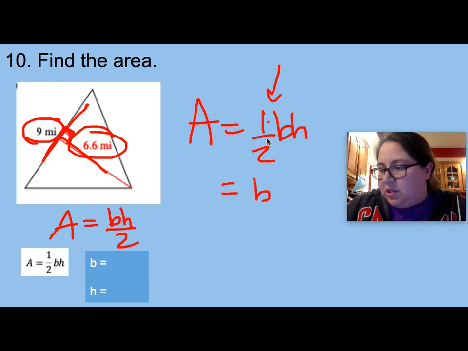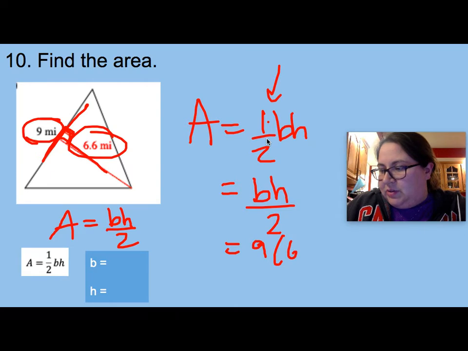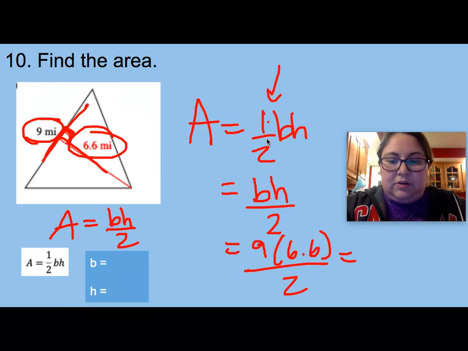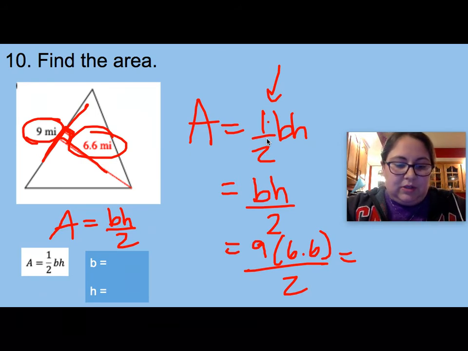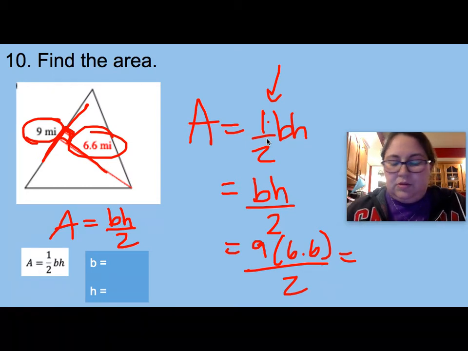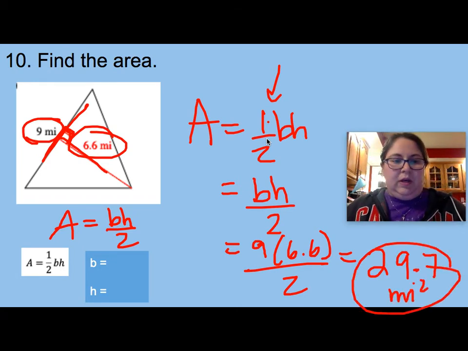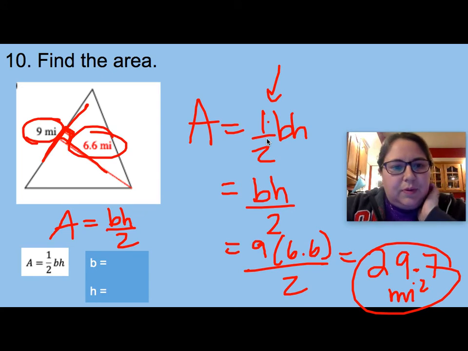When I do this, I actually like to do it like this: base times height divided by 2. So we're going to take the 9 times the 6.6, and we're going to divide it by 2. The biggest mistake people make is forgetting to divide by 2. They do everything on their calculator, and they forget that piece. So they're going to take 9 times 6.6, which is 59.4, and then we're going to divide it by 2. So we're going to end up with 29.7 miles squared.